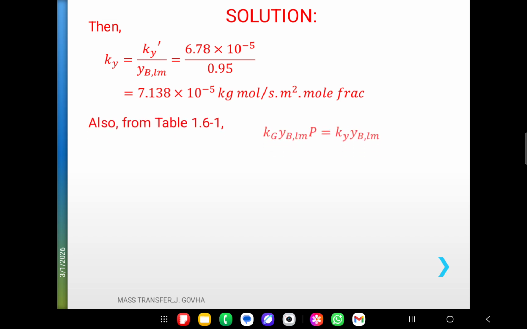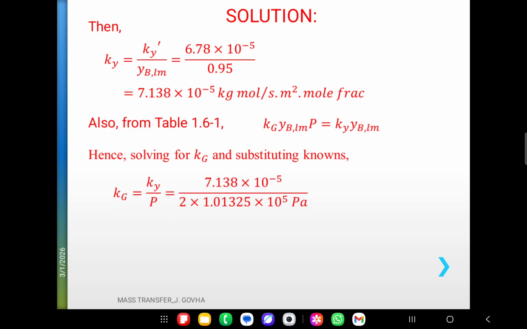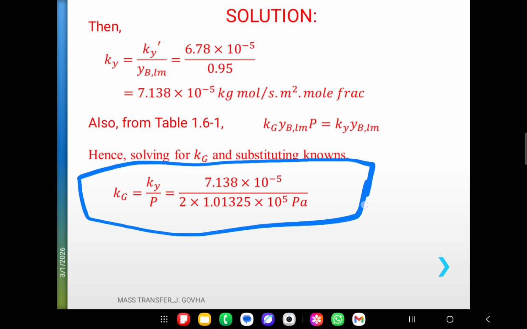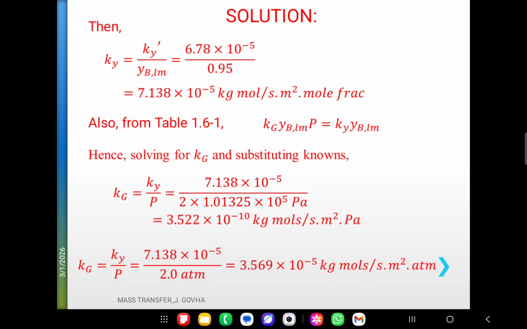Then also from the same table, Kg times P equals Ky. Solving for Kg and substituting, we obtain this equation, and we get 3.522 times 10 to the power minus 10. As indicated there, if we were to change this to units with atmosphere, then it becomes 3.569 times 10 to the power minus 5.